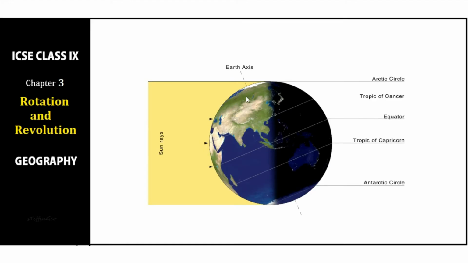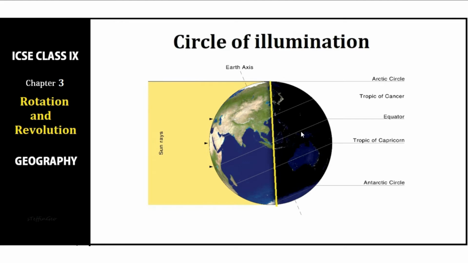Here you can see an animation of the rotation. When this side is receiving daylight, the other side is having night time. And in between you can see a line which acts as a boundary between day and night. This line is called the line of illumination. It's not a line actually, it is circular in shape, it goes all around the Earth, right? And this demarcating boundary between day and night is called the circle of illumination.